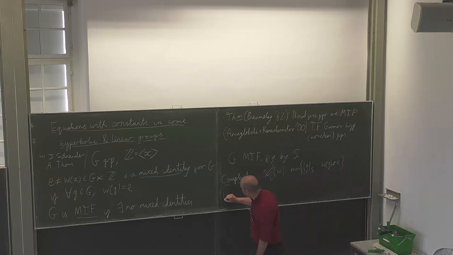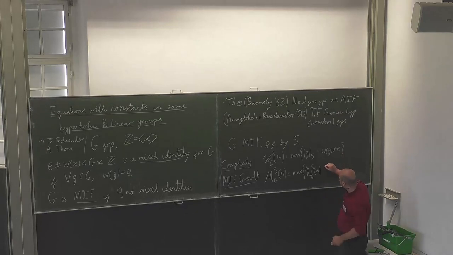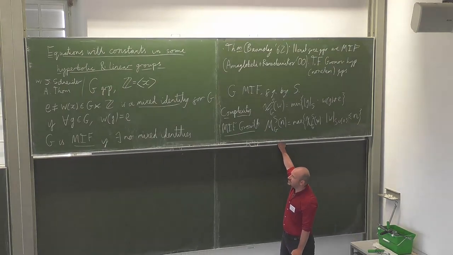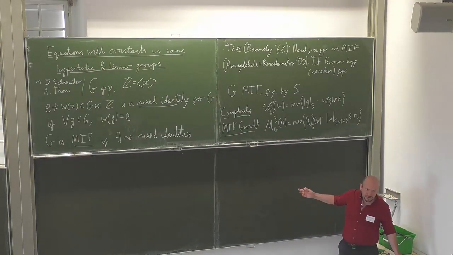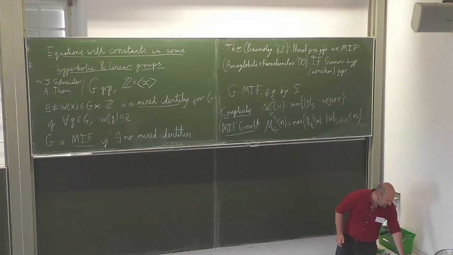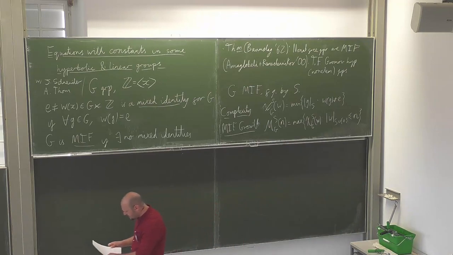And then I can define the MIF growth function, curly M, G of S. This takes as input a positive integer N and outputs the maximal complexity among all elements of the free product of length at most N with respect to the obvious generating set. So this function is some asymptotic invariant that measures how hard it is to find non-solutions to word equations. So maybe if this function grows very fast, you have to look a long, long way for certain words to find a non-solution. I don't know, maybe that would be a good basis for some cryptographic protocol, as in the talk yesterday morning.